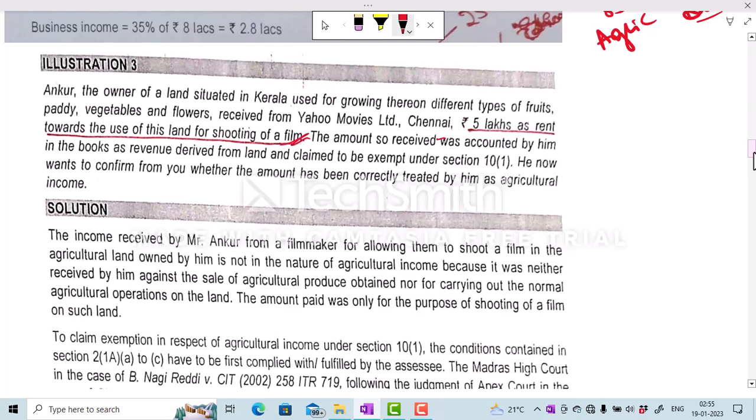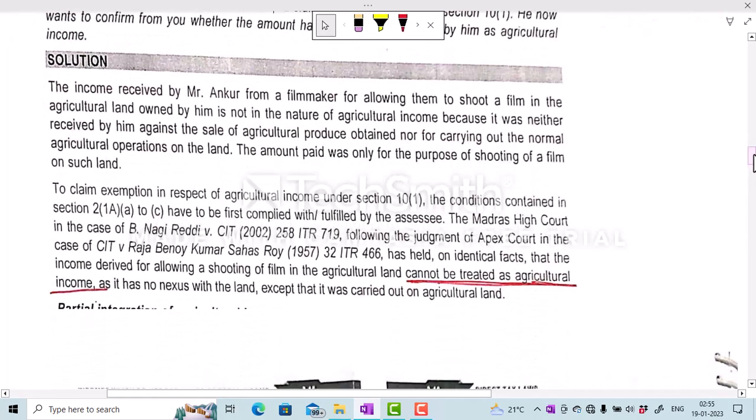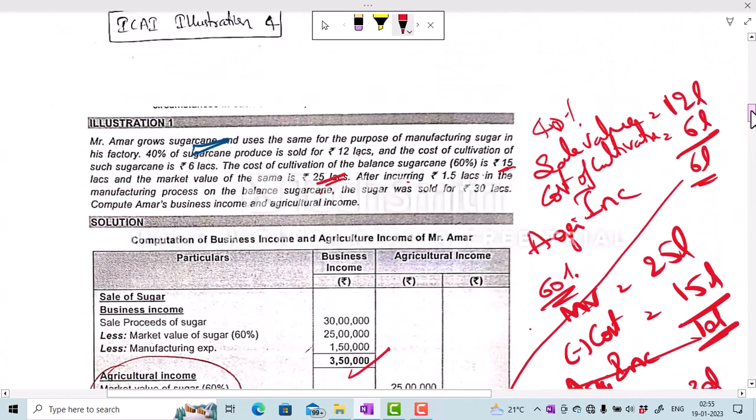See, they have received the rent on agriculture land, but not for agriculture purpose. So this is not an exempted income. So this is taxable income. Cannot be treated as agriculture income. Okay.